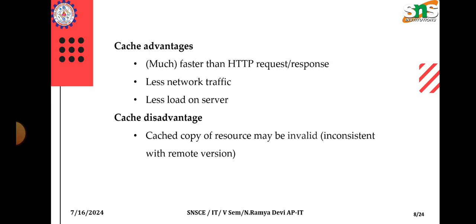So what are the advantages of cache memory? It is much faster than an HTTP request or response because those use the internet, and we can avoid network traffic and put less load on the server. The disadvantage is that the cached copy of the resource may be invalid.